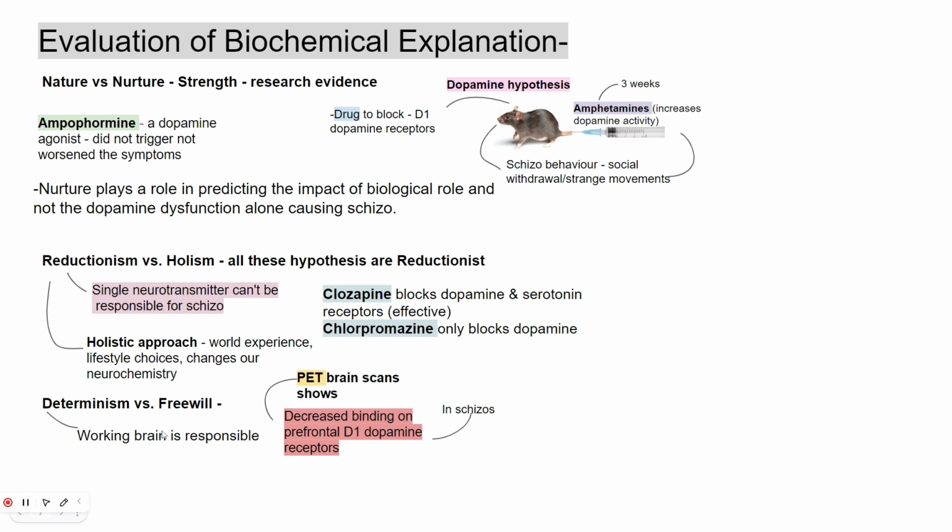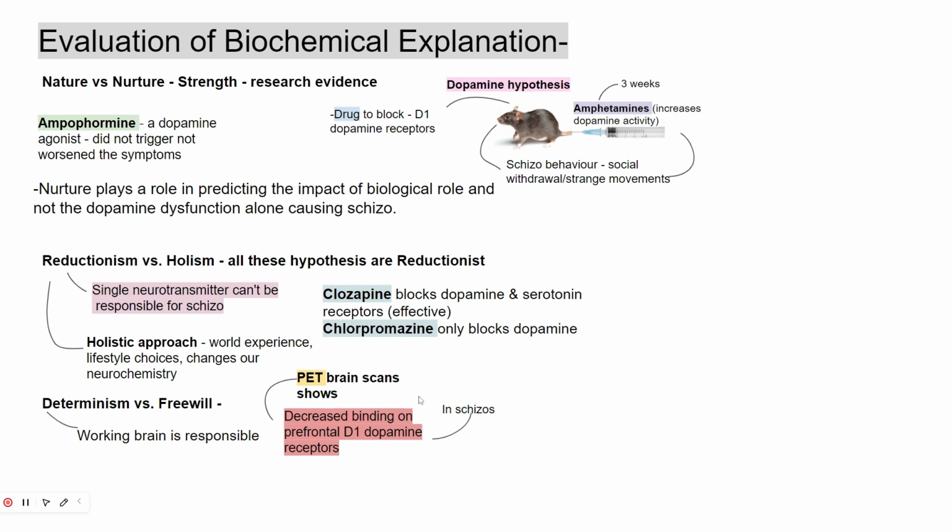Determinism versus free will: it's a biological explanation again, which says that a working brain is responsible. There was a study done where schizophrenic patients were compared with a control group who did not have schizophrenia.